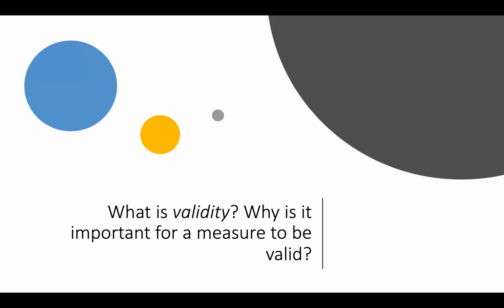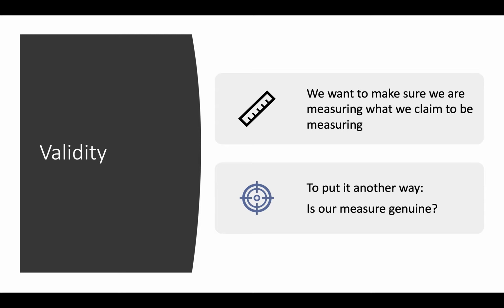All right. So now that we've discussed reliability, we're going to move on to validity. So what is it and why is it important for a measure to be valid? Well, validity is a way for us to ensure that our measure is genuine. This helps us to be sure that we are measuring what we claim to be measuring.